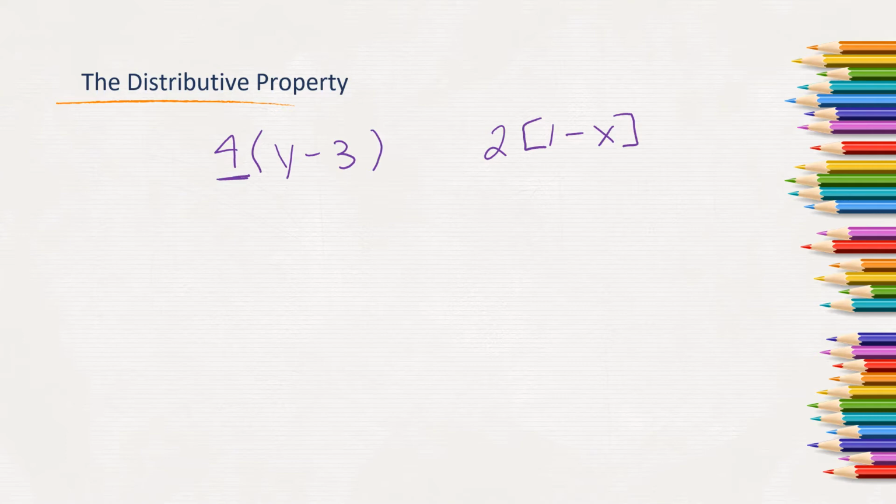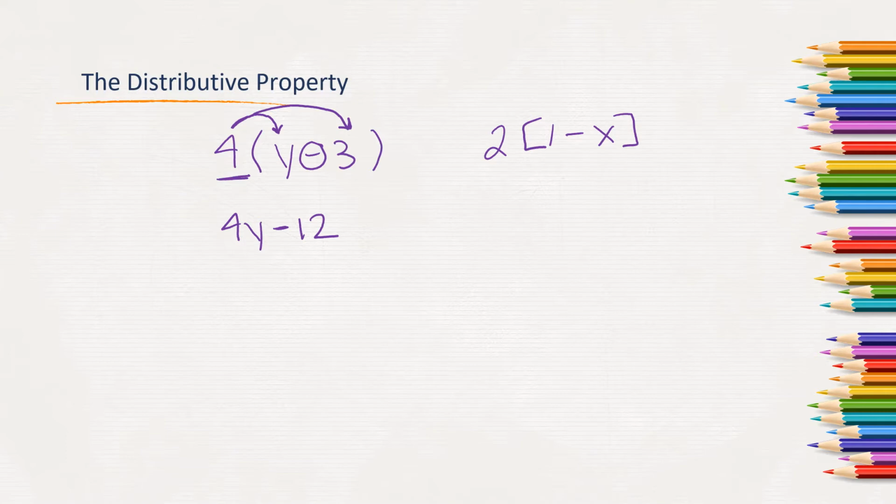And what I mean by that is you're going to take the 4 and multiply it by the first term. So in this case, the y. We're going to do 4 times y, which is 4y. Then you're going to take that 4 again and multiply it by the second term. In this case, it's the minus 3 or negative 3. We don't want to forget about the minus sign in front. So that's going to be a minus 12. And that's how you would get rid of those parentheses in this case.